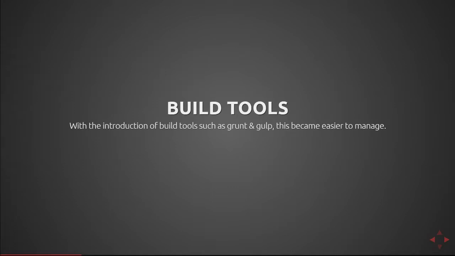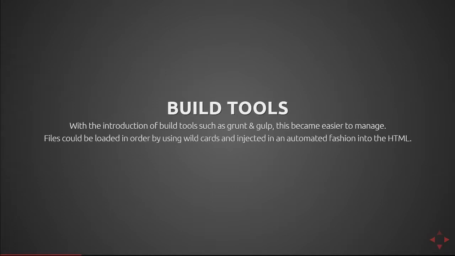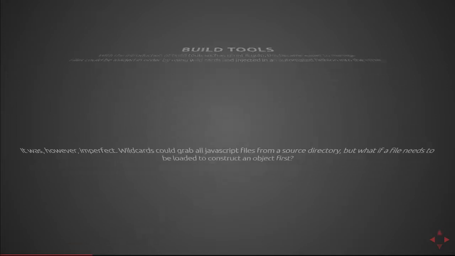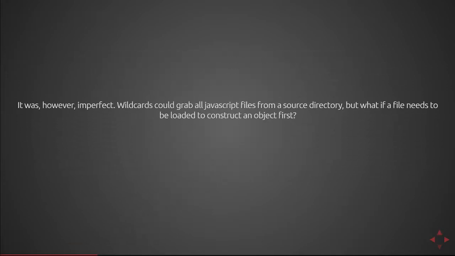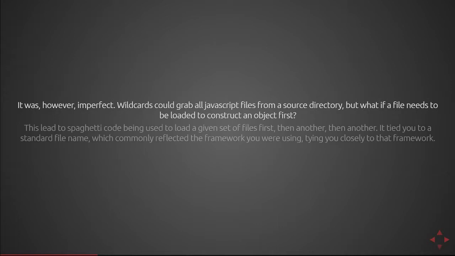With the introduction of build tools such as Grunt and Gulp, it became a little easier to manage these global dependencies. Files could be loaded in a particular order by using wildcards and injected in an automated fashion into the HTML. It was, however, imperfect. These wildcards could grab all JavaScript files from a source directory, but what if a particular file needs to be loaded to construct an object first?